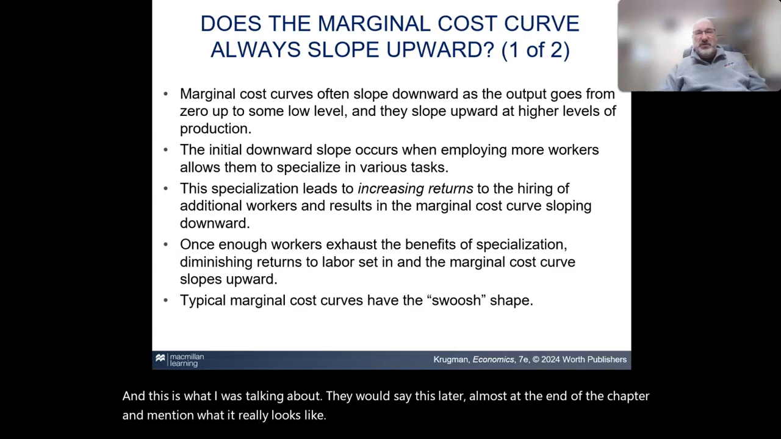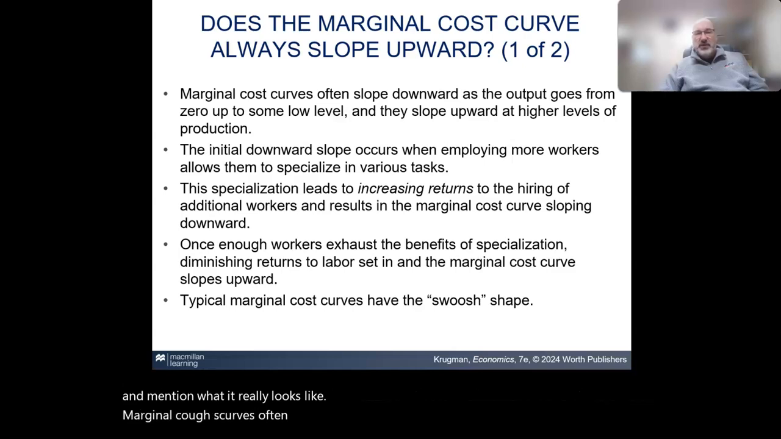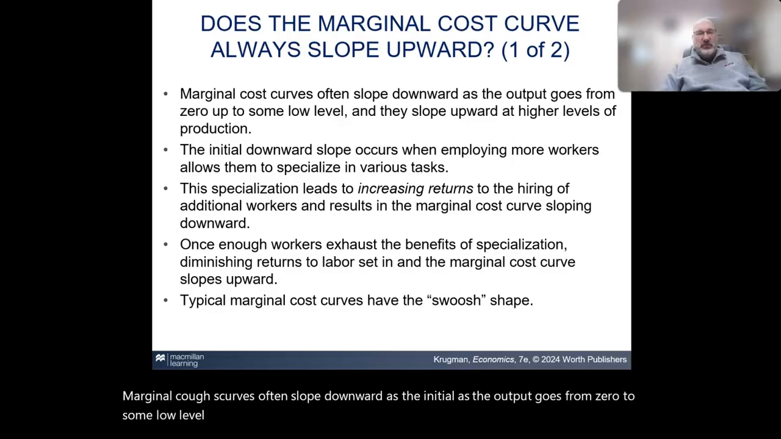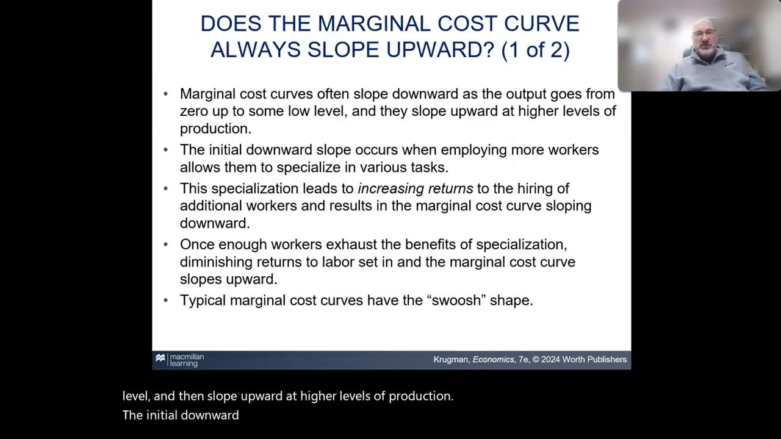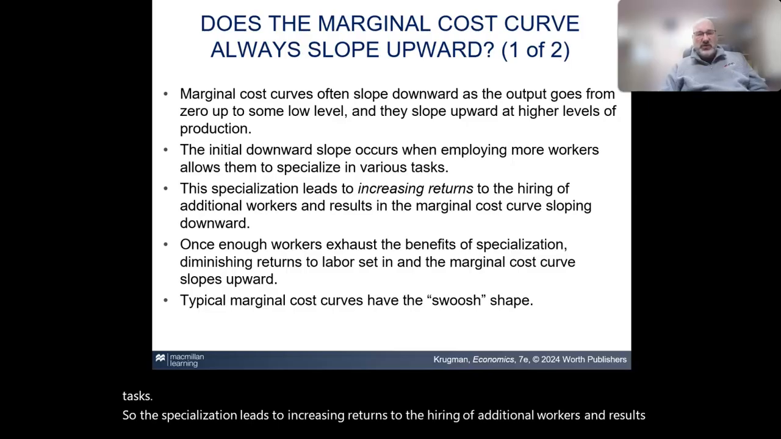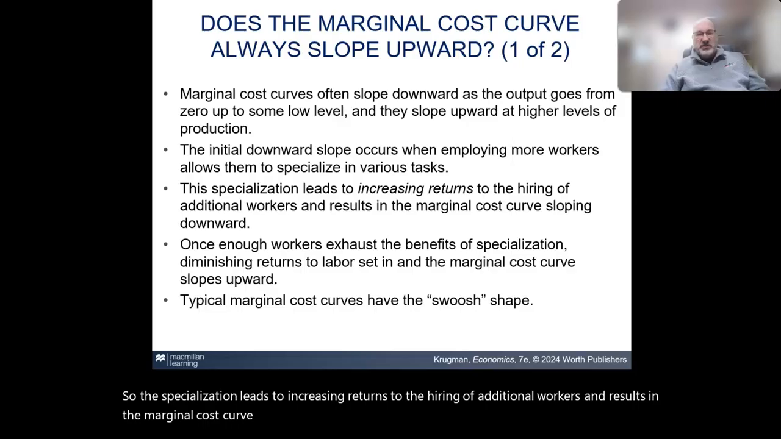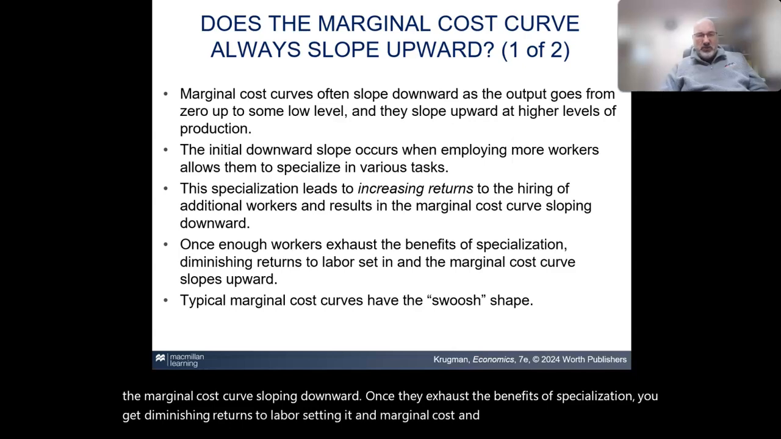Marginal cost curves often slope downward as output goes from zero to some low level, and then slope upward at higher levels of production. The initial downward slope occurs when employing more workers allows them to specialize in various tasks. So the specialization leads to increasing returns to the hiring of additional workers, and results in the marginal cost curve sloping downward. Once they exhaust the benefits of specialization, you get diminishing returns to labor setting in, and the marginal cost curve slopes upwards. So typical marginal cost curves have the swoosh shape.